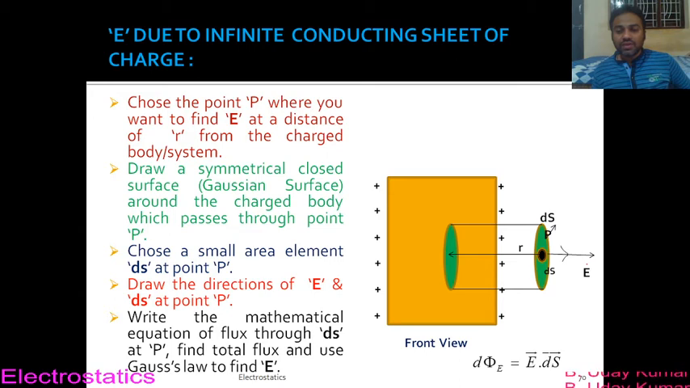So now you know what E is and what ds is, and you also know that the angle between these two is 0 here, right? So this is the flux that is passing through the ds element, which I can write mathematically as the dot product of the electric field intensity and the area vector at point P.